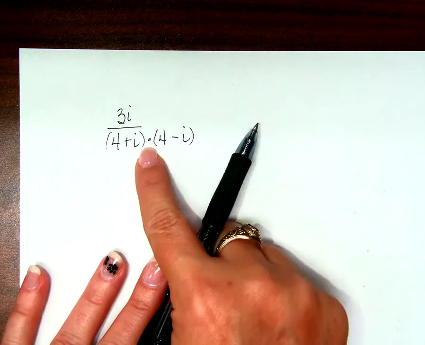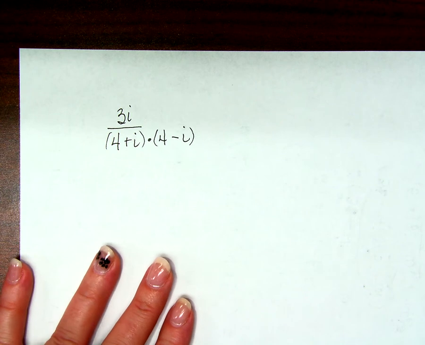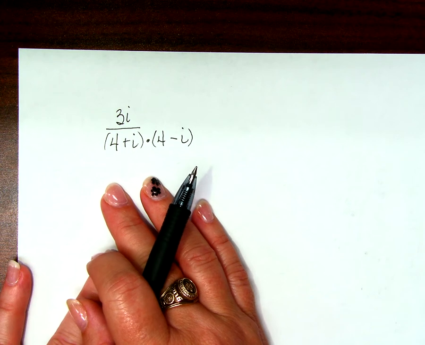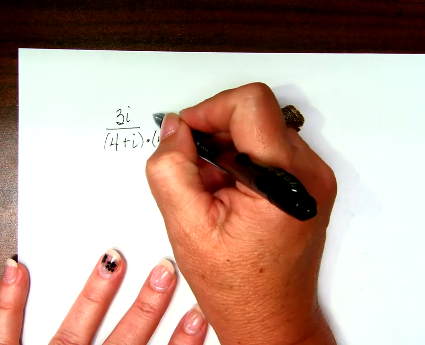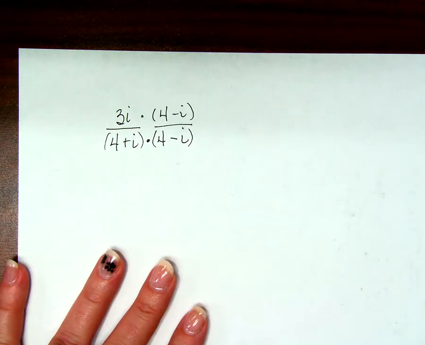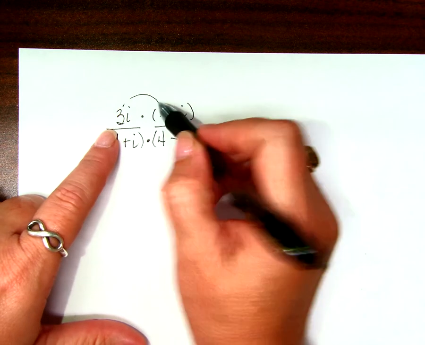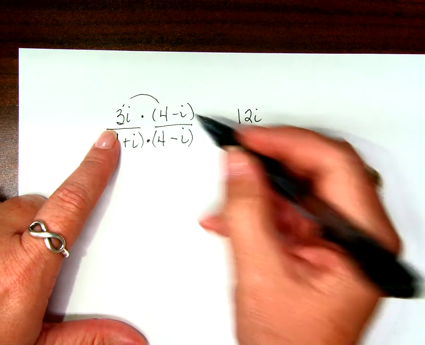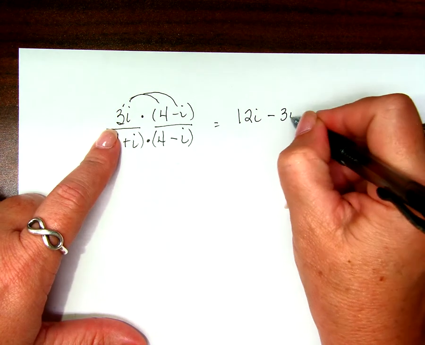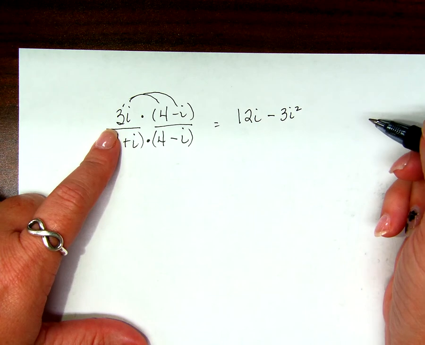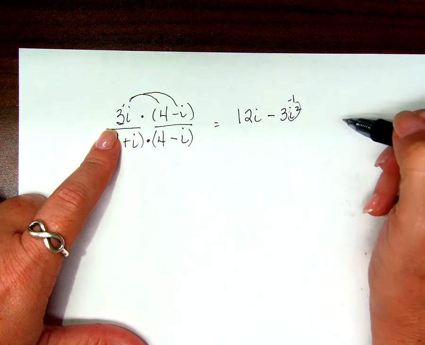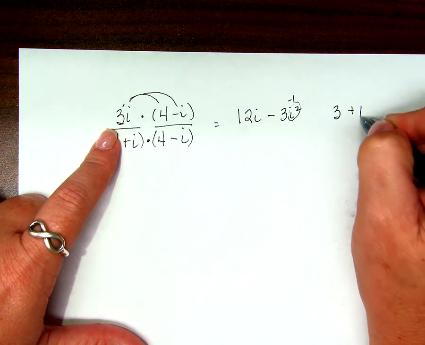But if I just multiply it by the denominator, I've changed the value of the fraction, haven't I? So how can I multiply by the denominator and not change the value of the fraction? Multiply it by the numerator as well. Very good. 4 minus i to the numerator as well. So in the numerator, I have 3i times 4, which is 12i. And I have 3i times negative i, which would give me negative 3i squared. But i squared equals negative 1. So it's negative 3 times negative 1. So I have 3 plus 12i.